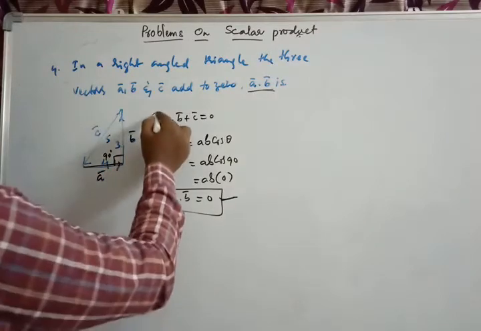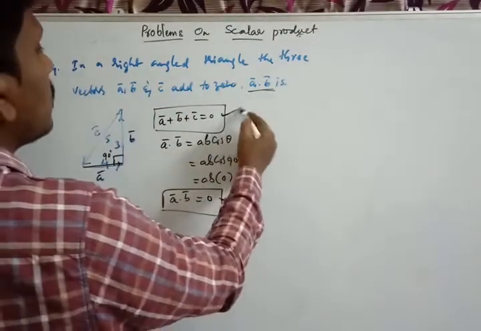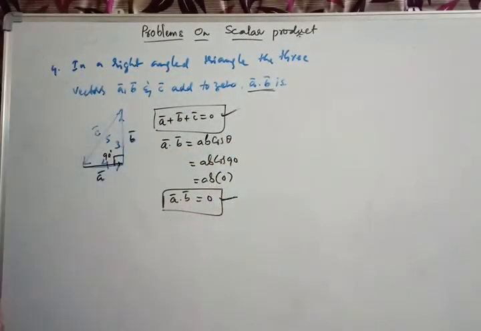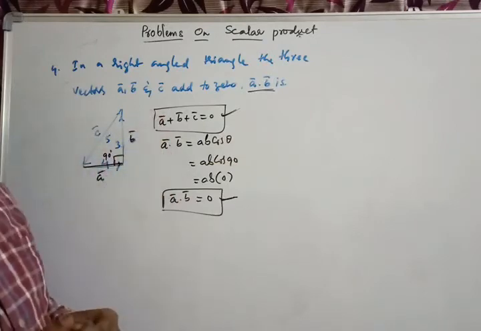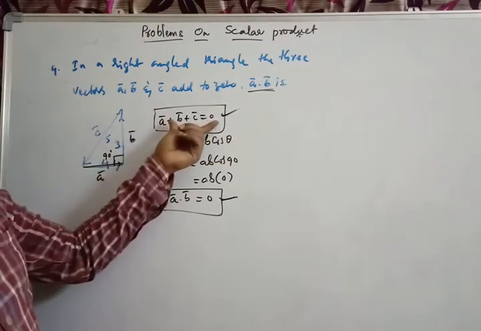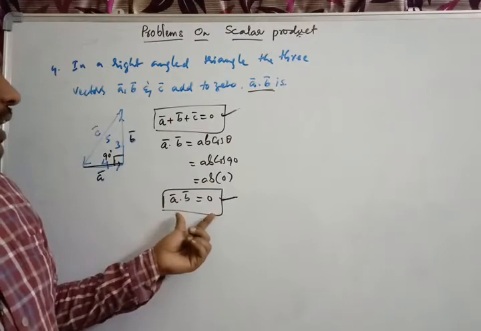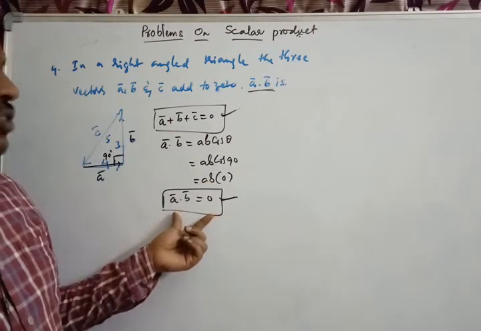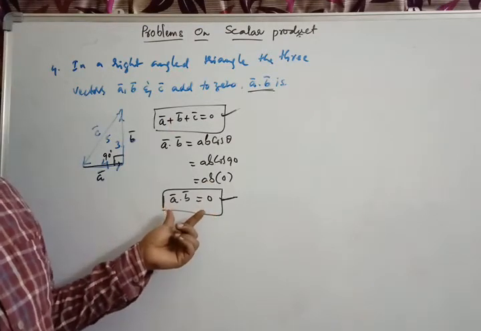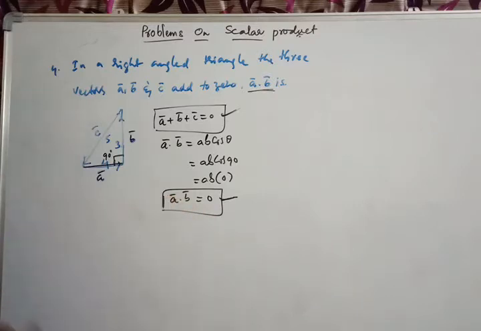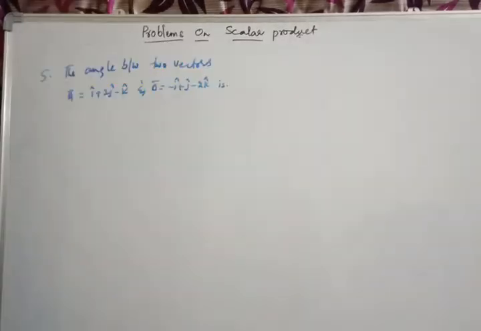So here also the sum of all the vectors gives 0. When this principle is obeyed, this product becomes 0. So this is the answer for the fourth question. Now let us see the fifth question.